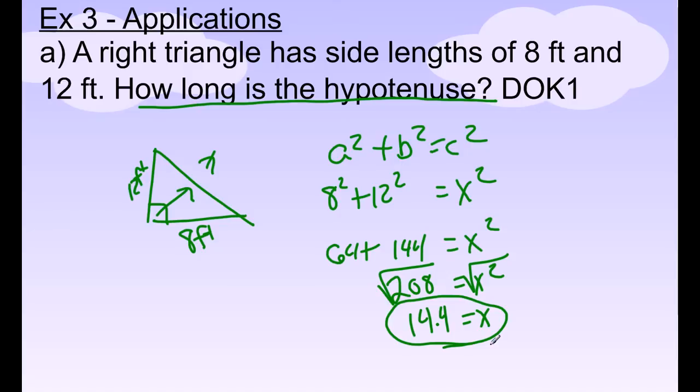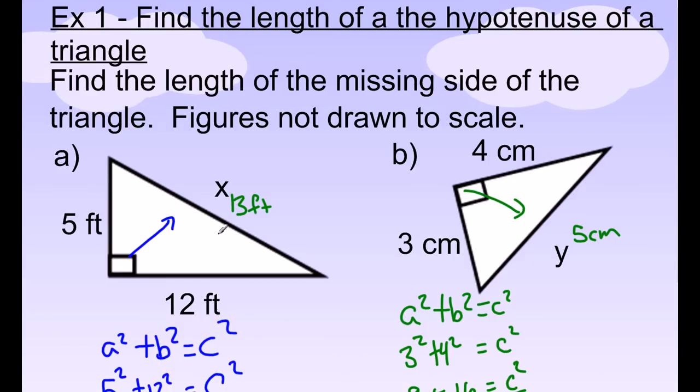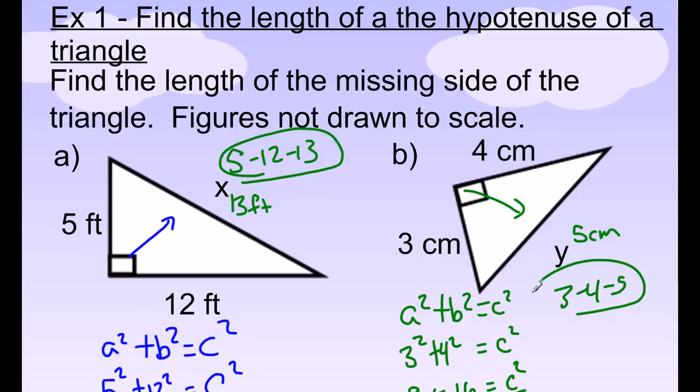By the way, the perfect whole numbers we have been getting are called Pythagorean triples, because those three numbers together make a perfect right triangle every time. But not every right triangle will have those. You are expected as students to be able to know some of the most common ones. For example, 5, 12, 13. That is a Pythagorean triple. That's one of the most common. Also the 3, 4, 5.